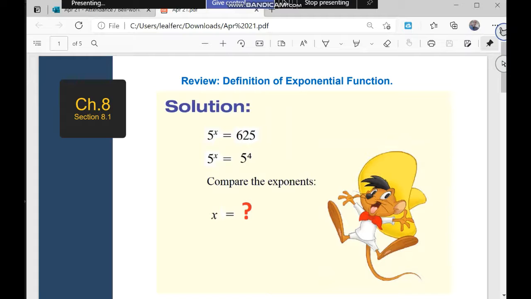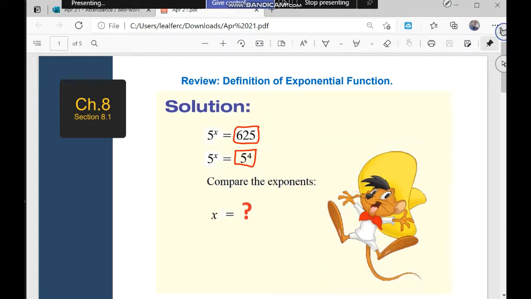Well, in this case, it's kind of simple because you are able to factor out 625. 625 is 5 exponent 4. You can substitute, you can change. You can make 5 exponent x equals 5 exponent 4, right? And then you compare the exponents. The exponent on the left hand side of the equation and the right hand side of the equation will be the same, right?